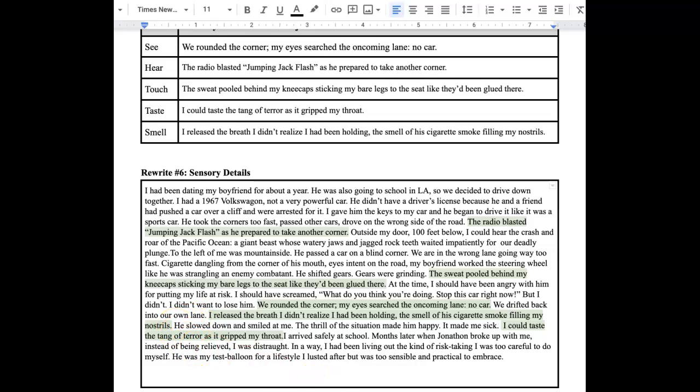You can read through my story and just ask yourself, did this add color, immediacy, vividness to the story? Because that's what sensory details do.